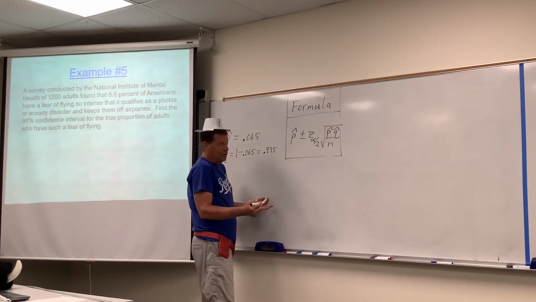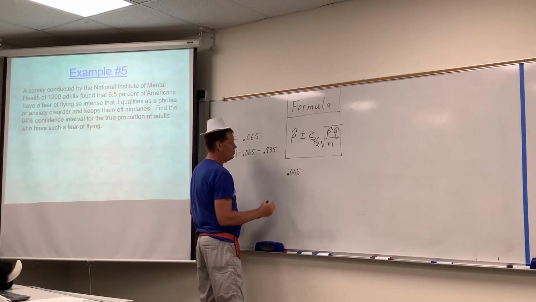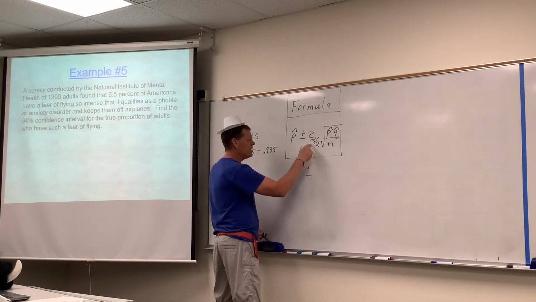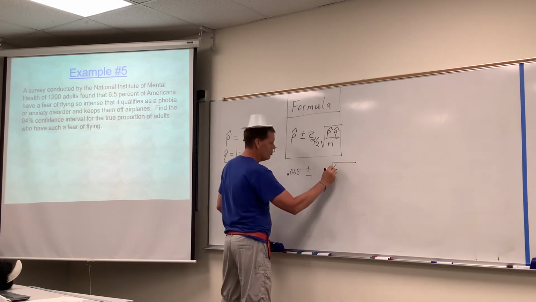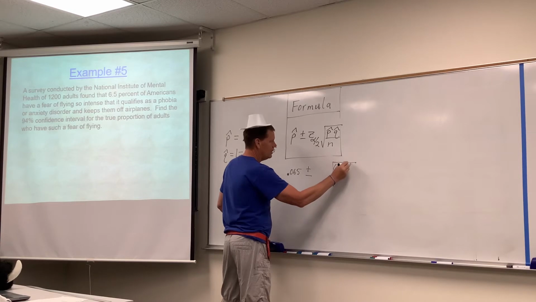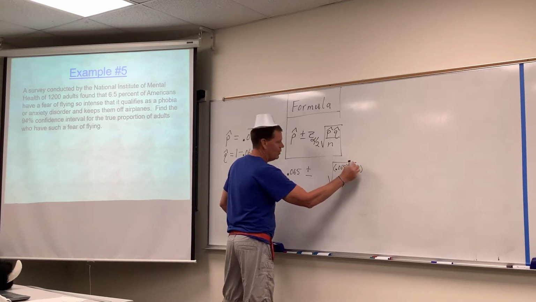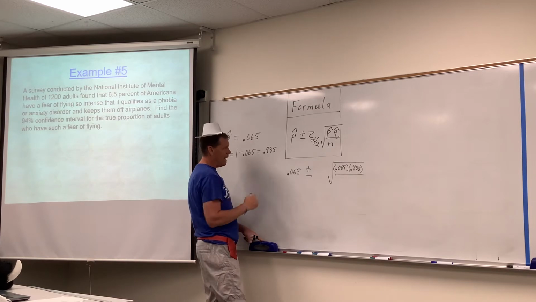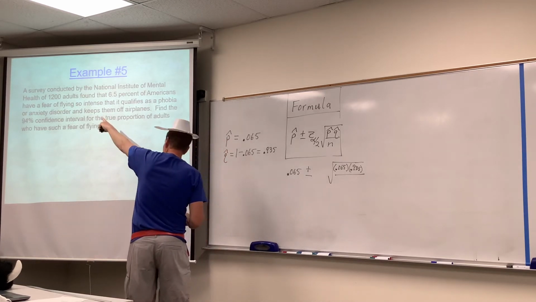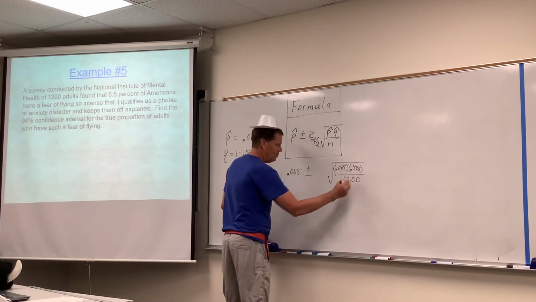It's a matter of plugging numbers in. We jam the numbers in now. So p hat is 0.065. I always save that z-score for dessert. So p hat is 0.065 and q hat is 0.935. I need somebody to make a q hat for me. Why don't you guys get to work on that? Somebody make me a q hat. And it says up here that they sampled 1,200 adults, so that's the sample size.